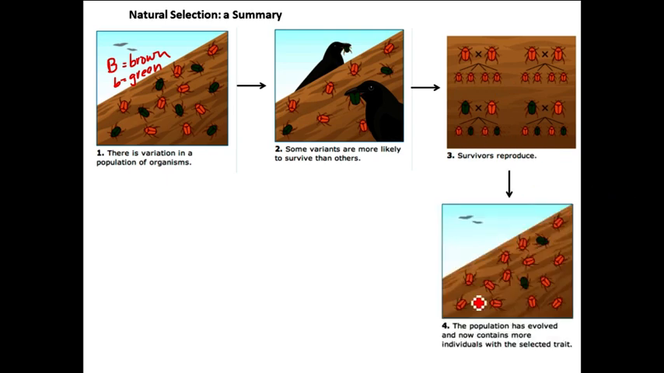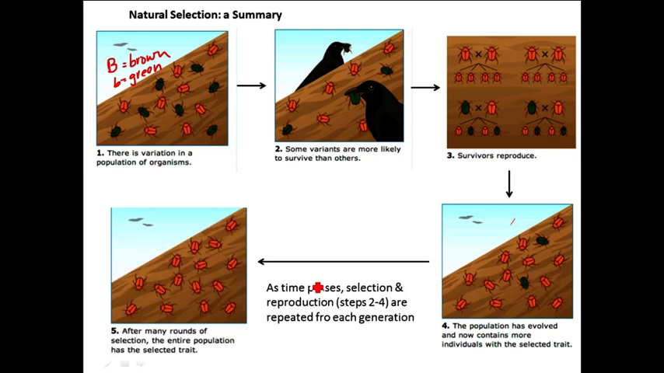Okay. And then the resulting population after that reproduction is now more brown than it was over here, right? So the population has evolved and now contains more individuals with the selected trait, okay? And that just keeps happening over and over again. And after many rounds, i.e. many years or many generations, the entire population has the selected trait, or in this case, they're brown, okay?